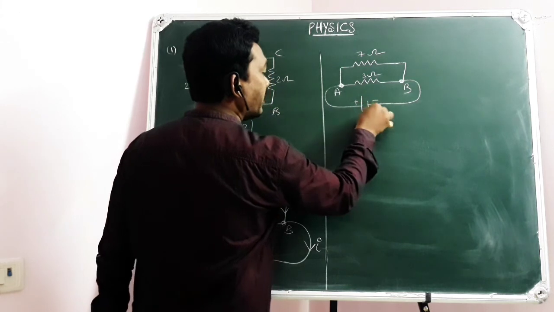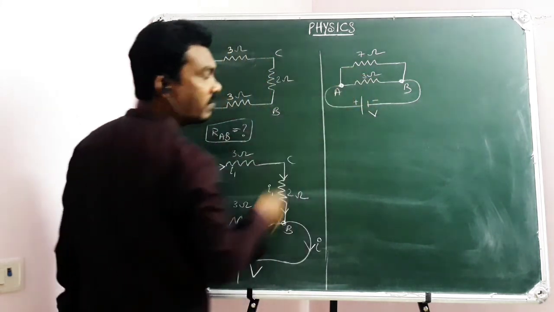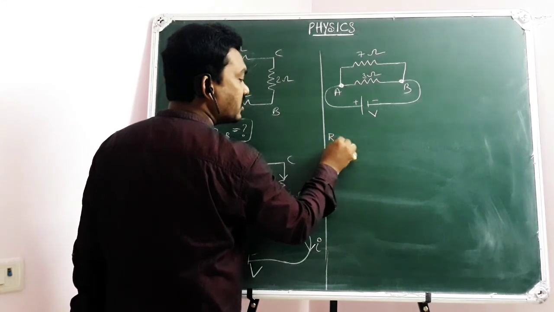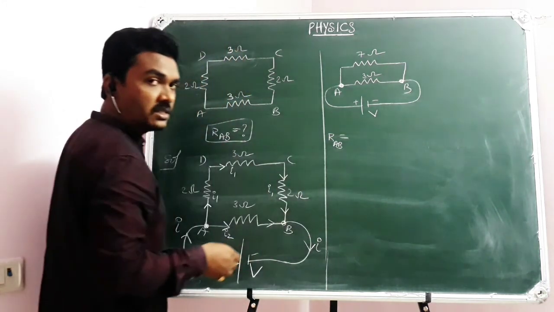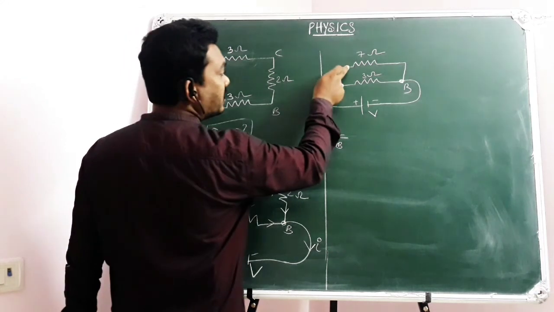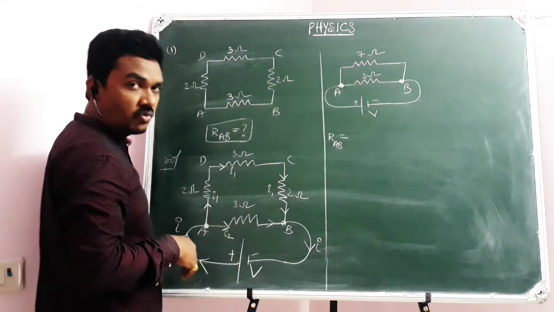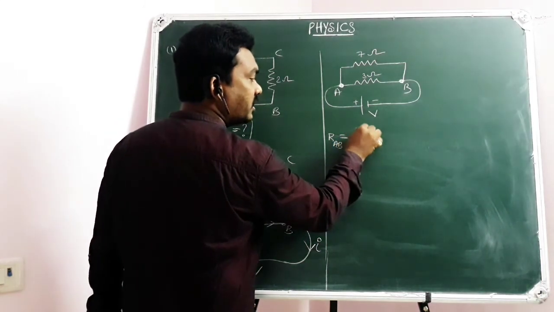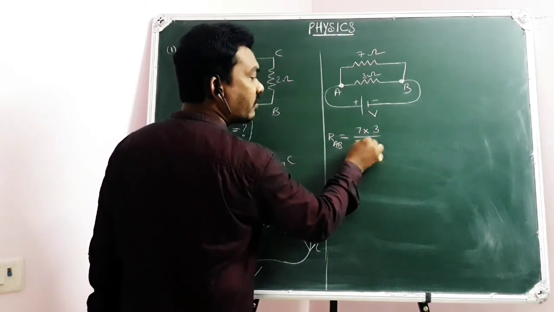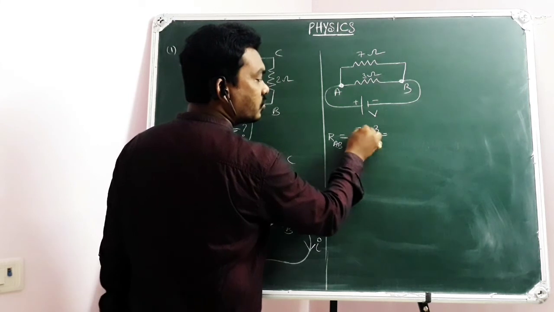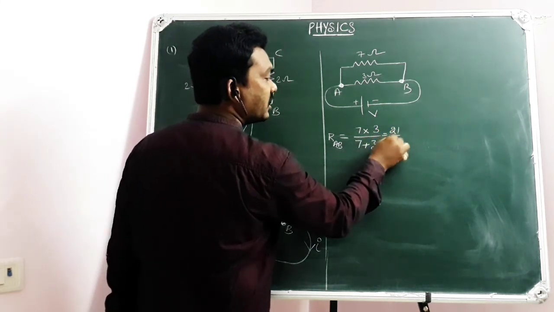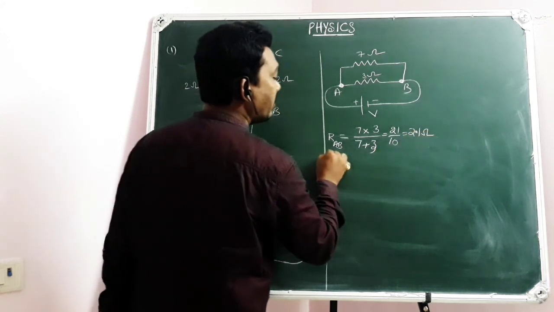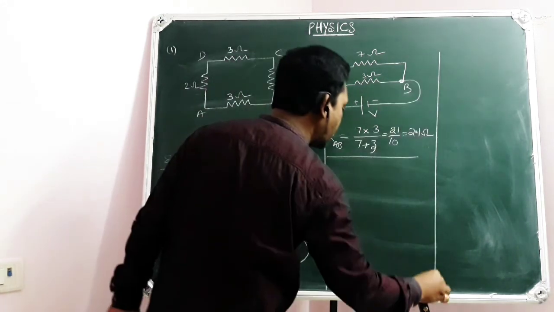Between the two common points, 7 ohm and 3 ohm are in parallel. So the equivalent resistance across AB is due to the parallel combination of 7 ohm and 3 ohm. Two resistors are in parallel, then R1 into R2 by R1 plus R2. That is 21 by 10, which is equal to 2.1 ohm. This is the equivalent resistance across AB.